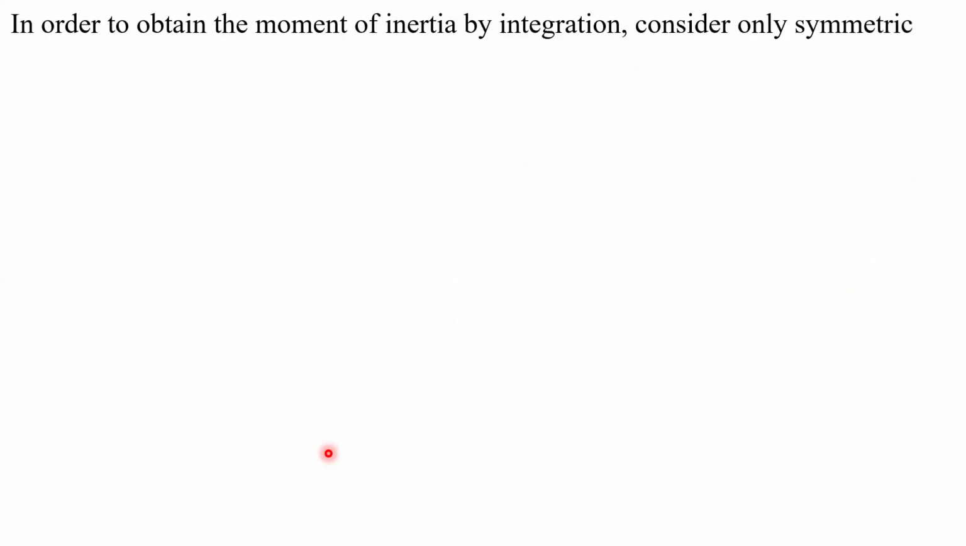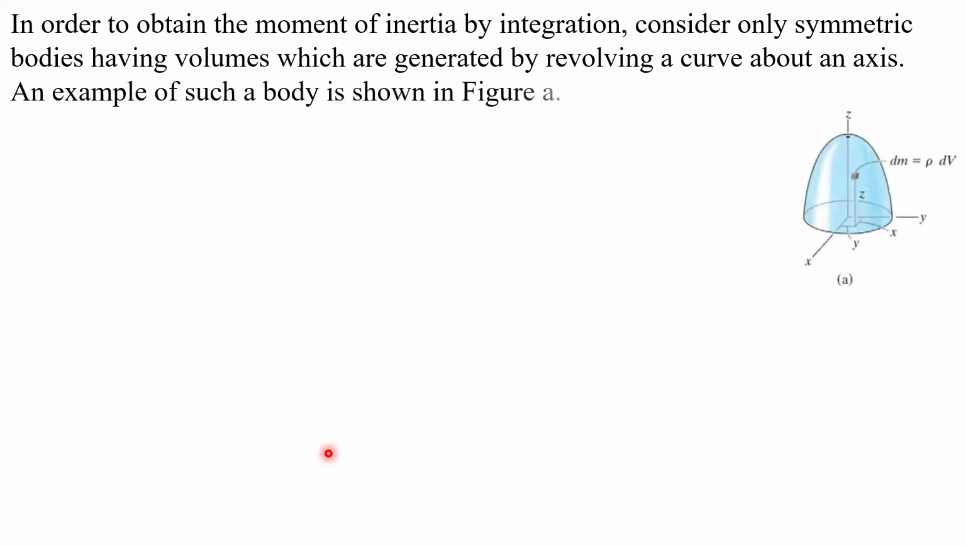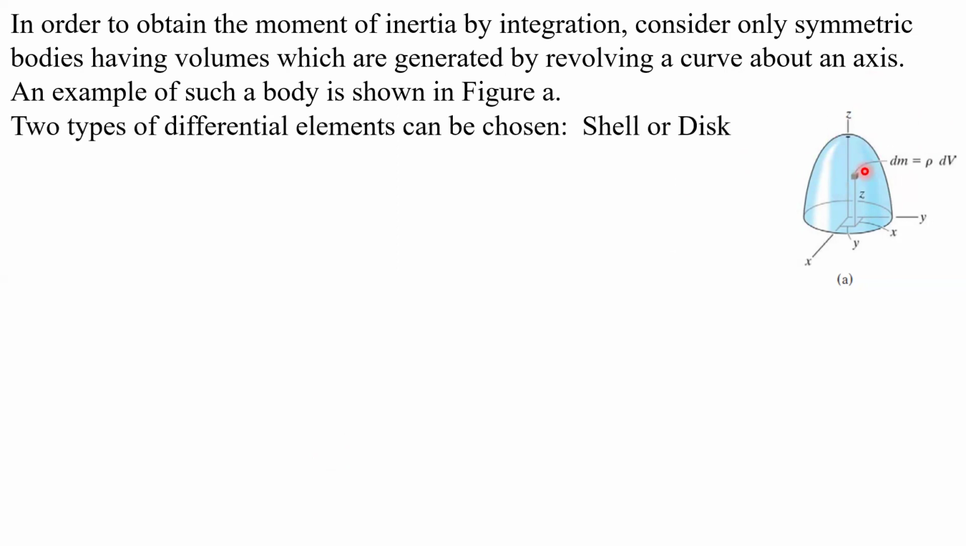In order to obtain the moment of inertia by integration, consider only symmetric bodies having volumes which are generated by revolving a curve about an axis. An example of such a body is shown here in figure A. We have a curve. This is the curve. It is now rotated around the y-axis to form this volume. Two types of differential elements can be chosen. Number one, shell. Number two, disk.